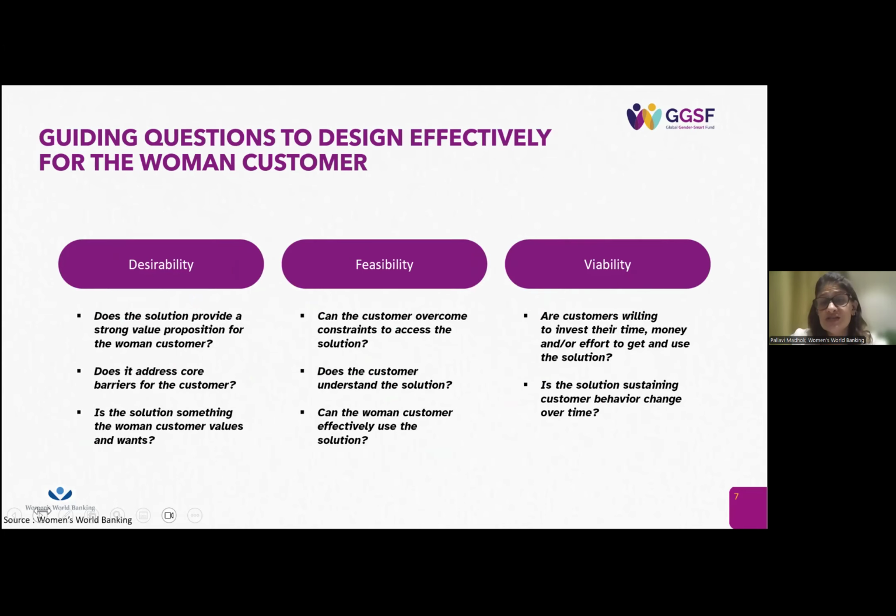So at each of these stages from the customer side, the questions we're asking ourselves right through these 5 stages are, does it address the core barriers of the customer? Does the customer understand the solution? Was the solution effective for her? And are customers willing to invest time in using the solution? Will it bring about behavior change over time?